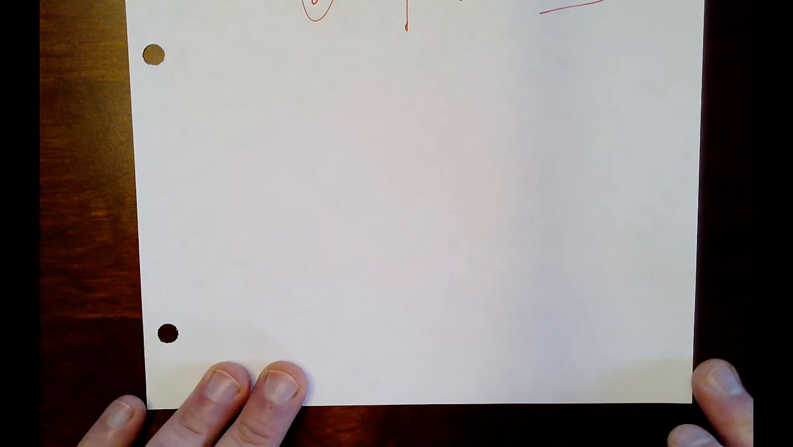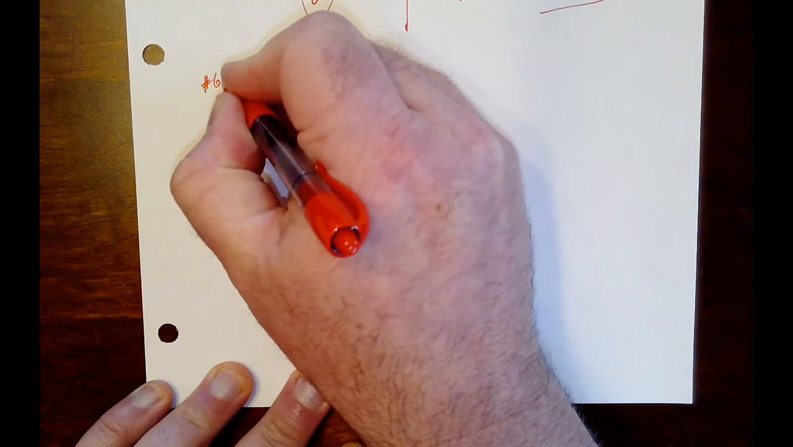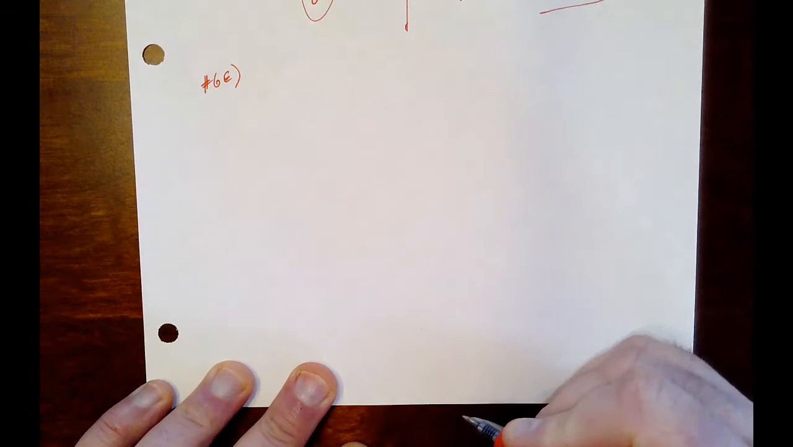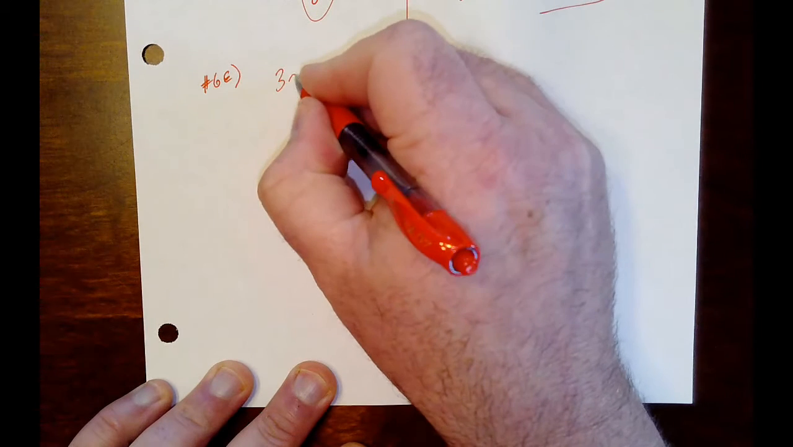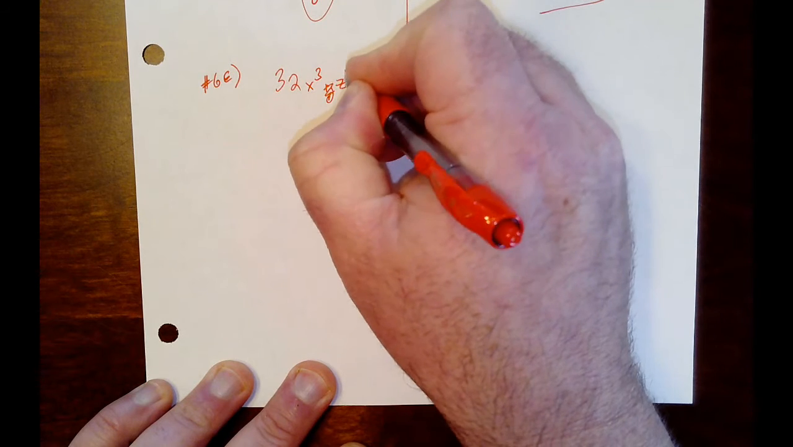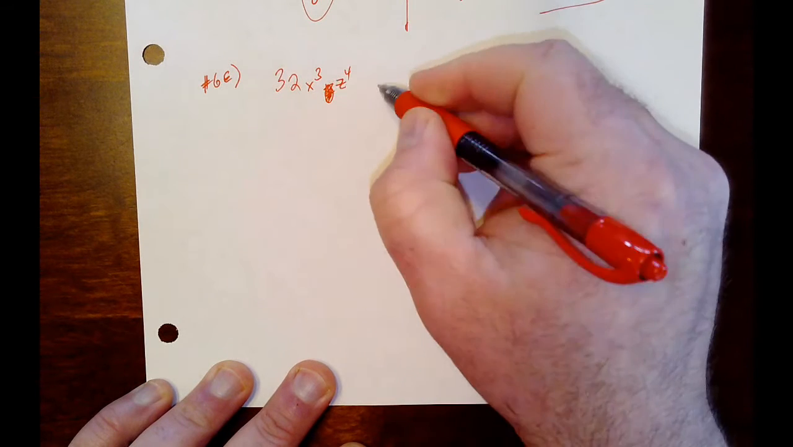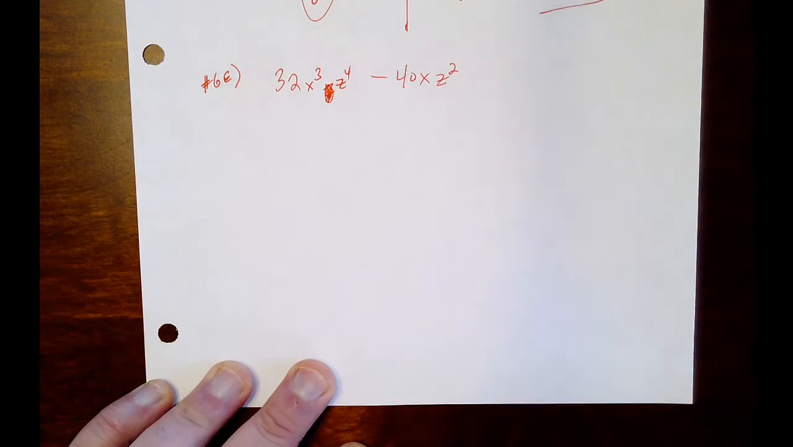Okay, on page 8, you asked for number 6, E. Okay, E looks like it's a mess. 32x to the third, z to the fourth, minus 40xz squared. And that's where you're going to start. There's a bottom to that, but I'll put it there in a minute.